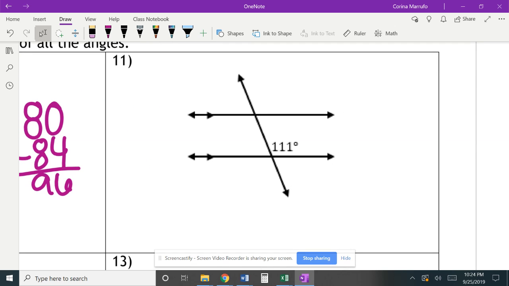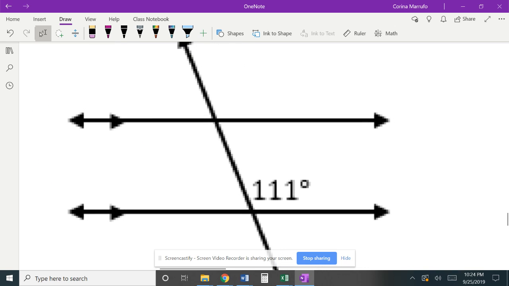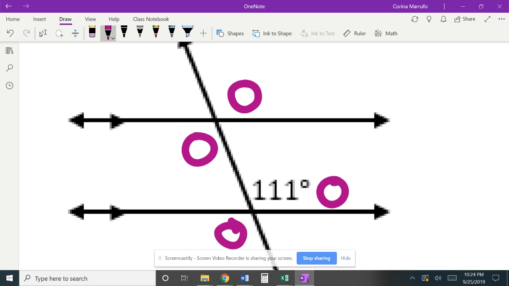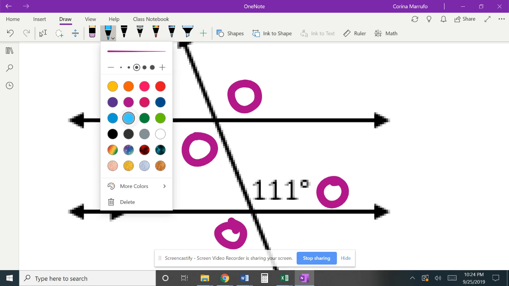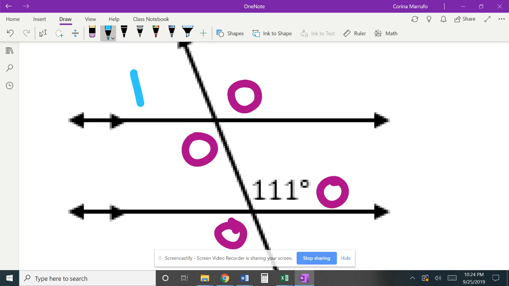Okay. Number 11. Okay, you're going to go through the same thing again, where you are going to label, these are my acute angles, and these are my obtuse angles. So all of these are obtuse. And then all of these are acute. Acute, acute, acute, acute.